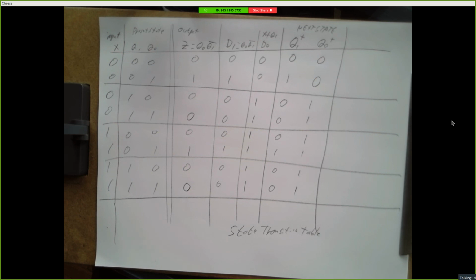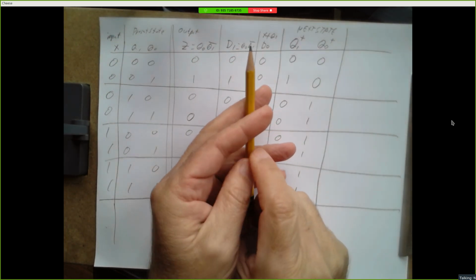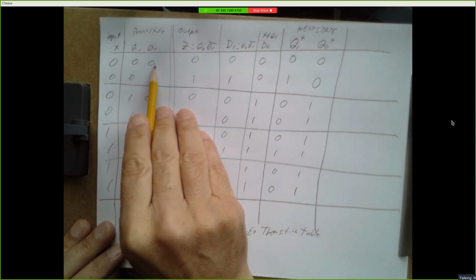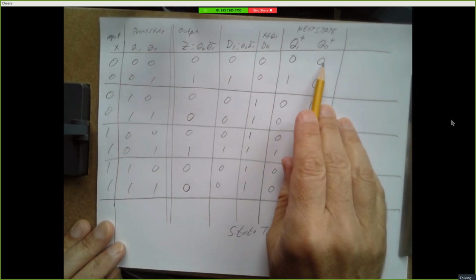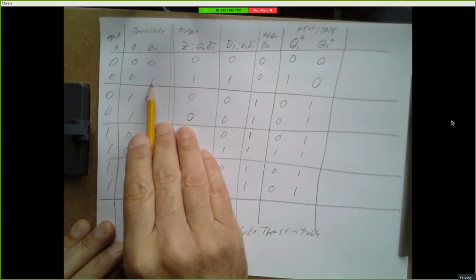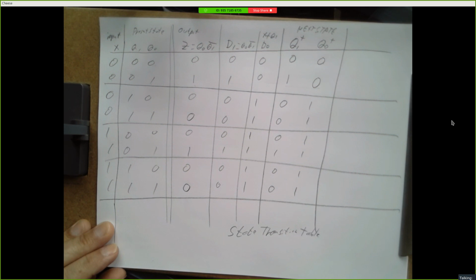And what does this mean? Well, we can kind of ignore this middle part, right? And we can basically say if this is our present state and this is our input, this will be the output, this will be the next state.